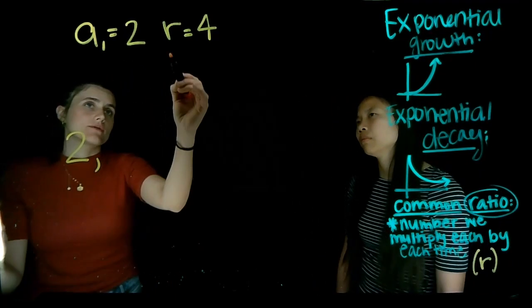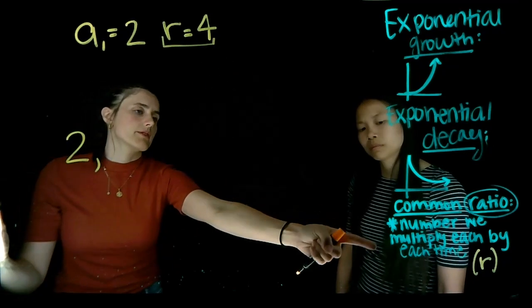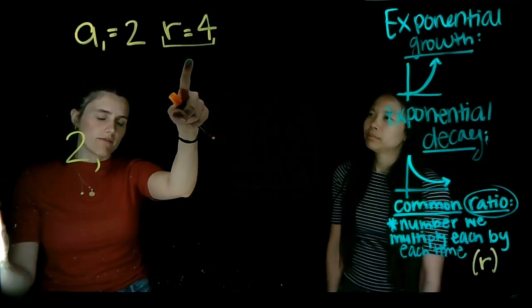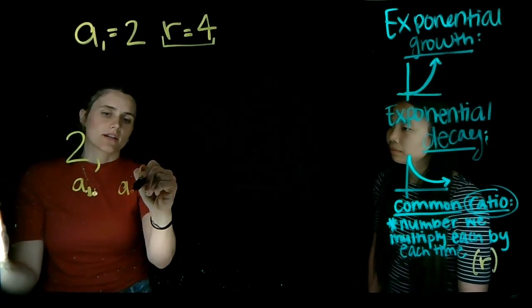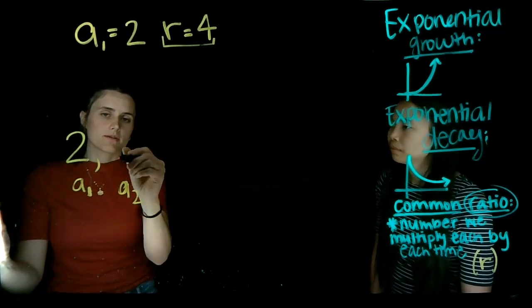And then we can use this common ratio to figure out what the next terms are going to be. Again, remember, the common ratio is what we're multiplying by each time. So that means we are multiplying each term by 4. If my first term, a sub 1, is 2, then my next term, a sub 2, will be 2 times 4, my common ratio. So 2 times 4 is 8, okay?